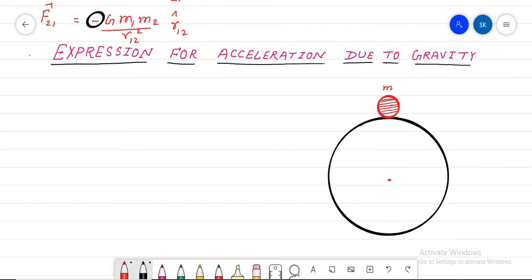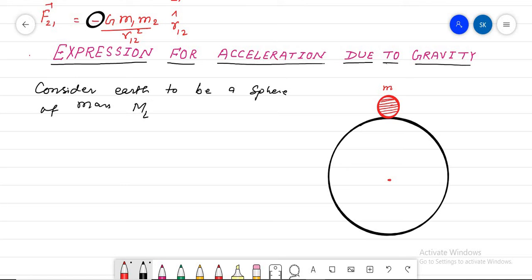Okay, beta, consider there is a earth. This large sphere is a earth, and this small sphere is any mass object, small mass object. So you can write here, consider earth to be a sphere of mass.